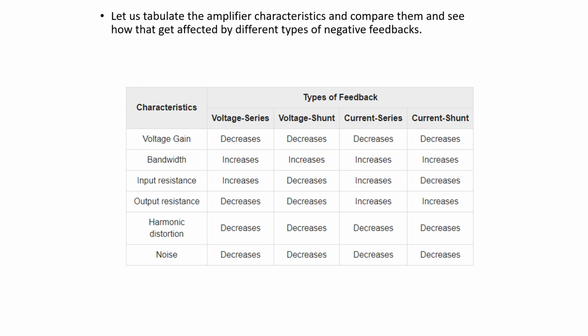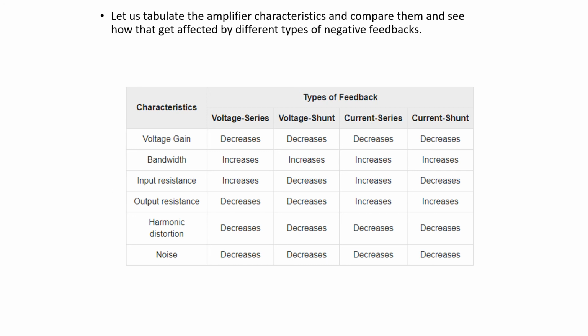The second characteristic is bandwidth. The bandwidth is increased for all the types of connectivities. Then input resistance, we have already seen while studying the connectivities individually, in which case the input resistance is increased and in which case the output resistance is increased or decreased. So here you can see that in voltage series the input resistance is increased, also in current series it is increased, but in voltage shunt and current shunt it is decreased. Now about output resistance, for both voltage connectivities, voltage series and voltage shunt, the output resistance is decreased. Then in current series and current shunt, it is increased.